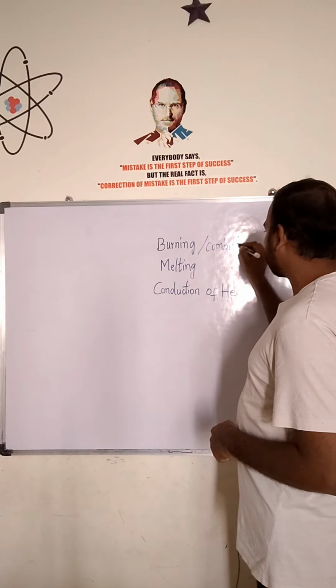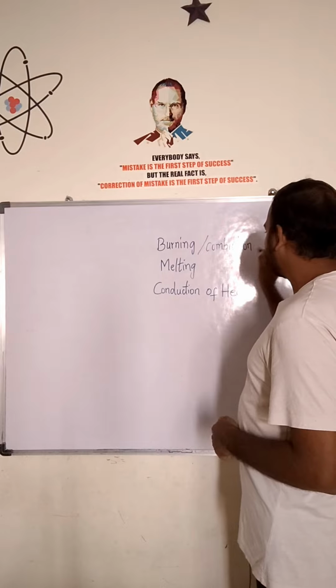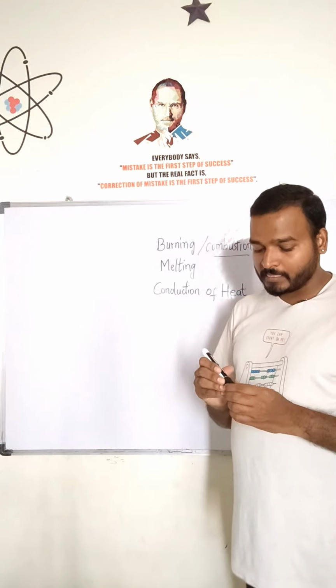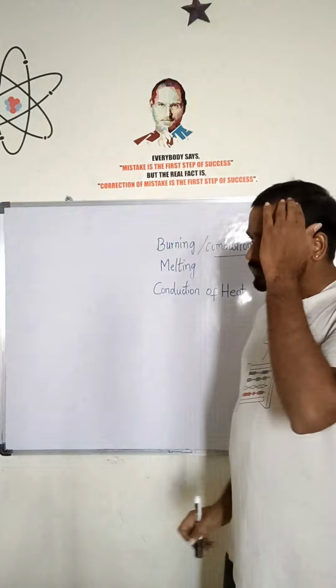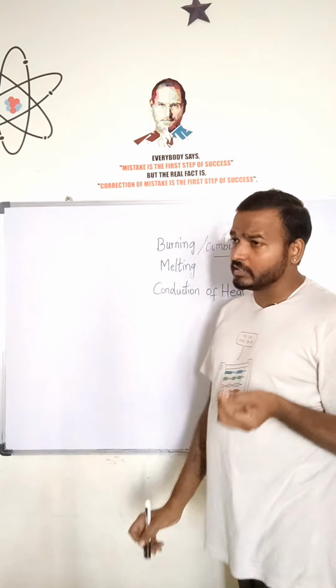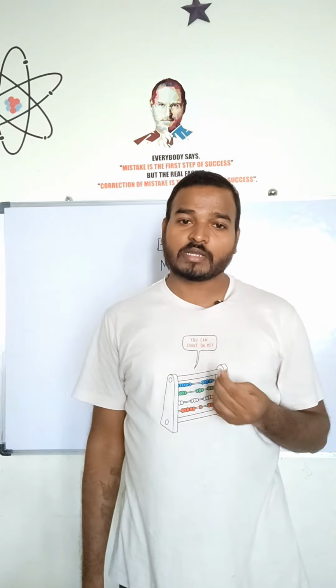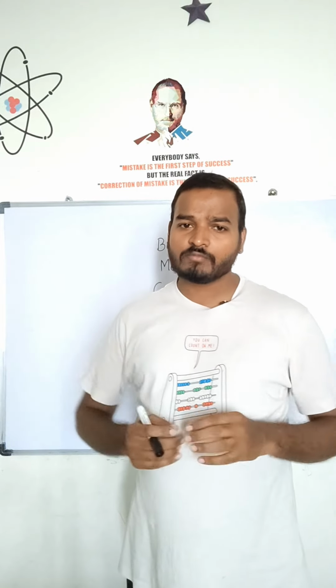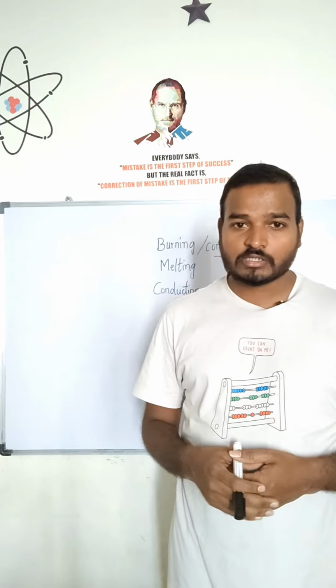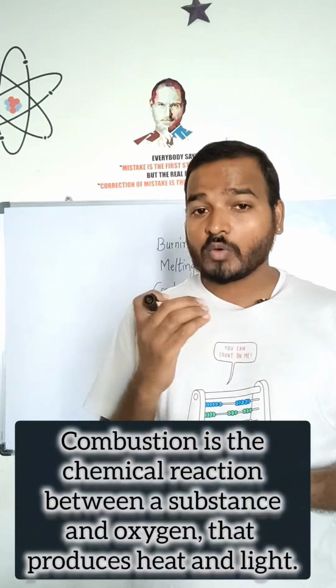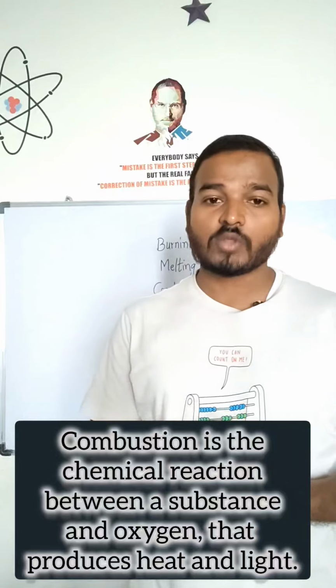8th class onwards, you will see this kind of word, and it is very familiar: combustion. So what do we mean by combustion? Here, an object is burning in the presence of oxygen and gives out the respective oxide or some kind of product. But the main thing here is that the object is burning. So how can we say the object is burning? It is reacting with oxygen.